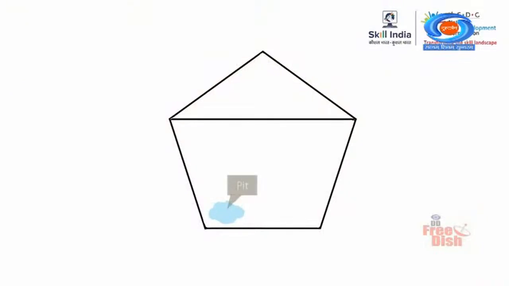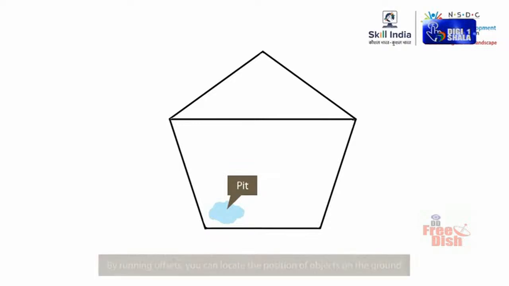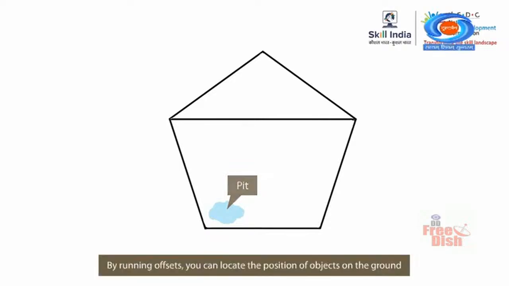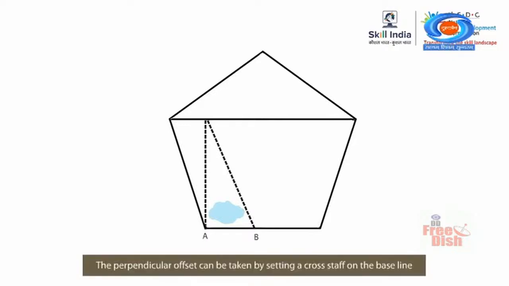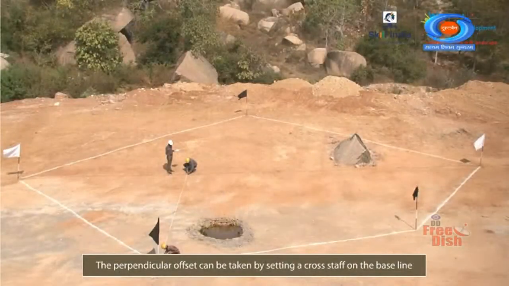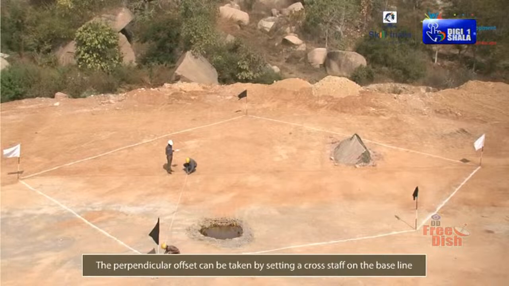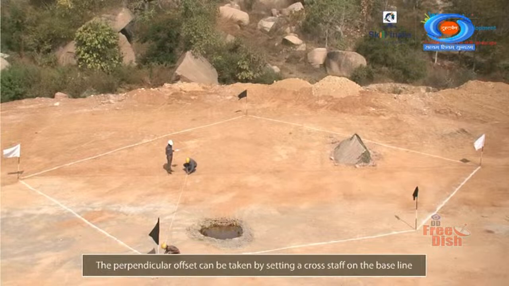Suppose you have the plan of an area and have to locate a feature on the ground marked by it, such as this pit. By running offsets at the opposite ends of the pit, points A and B, you can locate the pit on the ground and check whether its position is correctly shown on the map. The perpendicular offset to A can be taken at A by setting a cross staff at the baseline directly opposite it and then running a chain or tape to it.